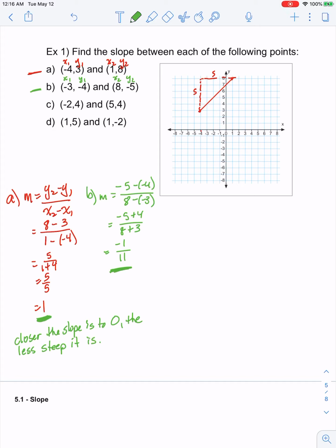Okay, so let me just double check what I just said. So negative 3, negative 4 is right here. 8, negative 5 is right here. See how not steep that is? That's not a very steep line at all. And it's falling too. What's making that fall? We talked about negative slopes and what they do. So this one is negative, so it is falling to the right. And this red one, this one is positive, so it's rising to the right.